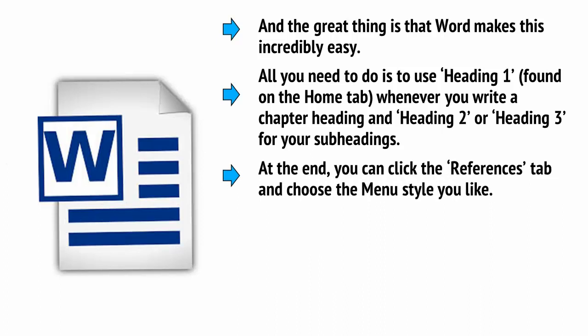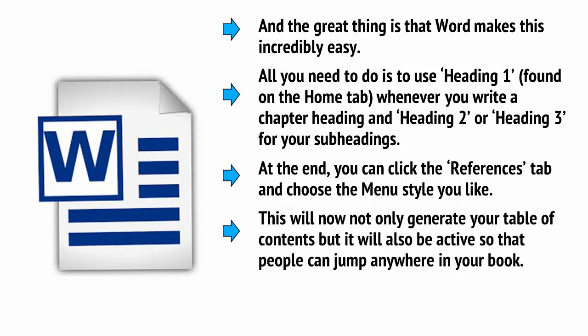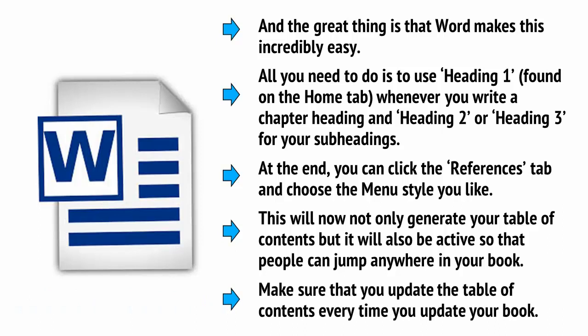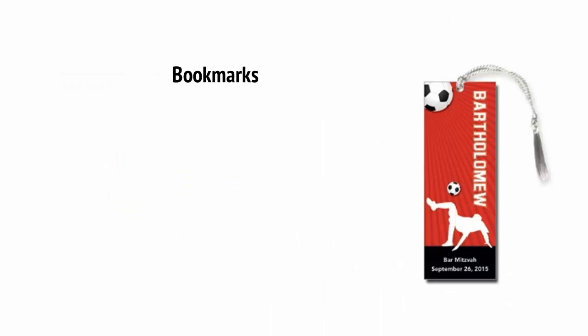At the end, you can then click the References tab and then choose the menu style that you like. This will now not only generate your table of contents, but it will also be active so that people can jump anywhere in your book. Make sure that you update the table of contents every time that you update your book. Even if you're just changing the size of the font, you need to make sure that you keep the table up to date. Then there are bookmarks.